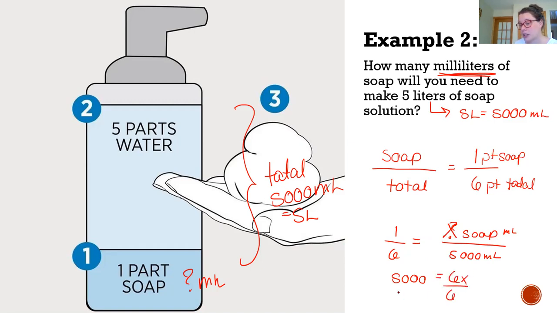Divide both sides by 6. And X is equal to 5,000 divided by 6, which leaves us with 833 mils of soap. So I would have to take 833 mils and add that in order to make a 5-liter solution.